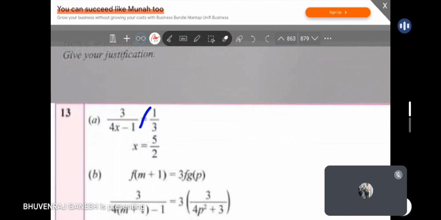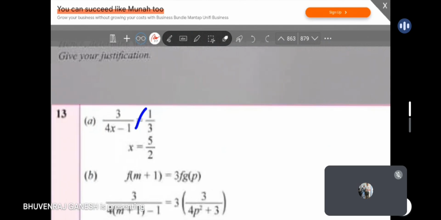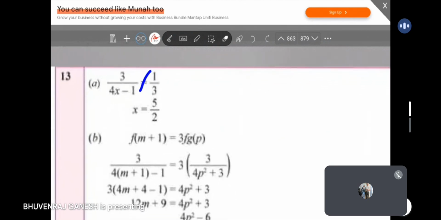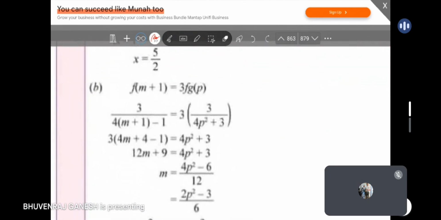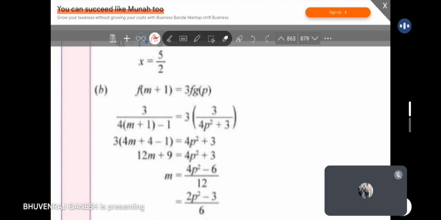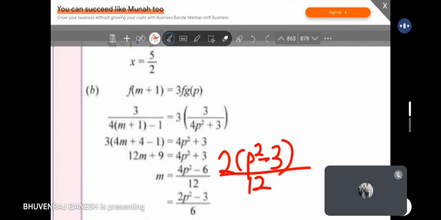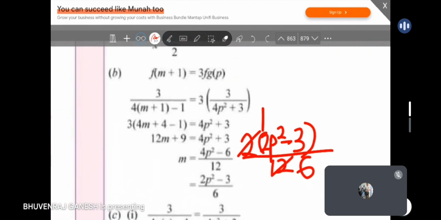From here it's just your algebra. Hopefully your basic algebra is strong so that you can express M in terms of P. You just need to cross multiply, and then rearrange. Over here you can factorize, because 2 is a common factor. So you pull out the 2, then cancel. You will have the answer 2p square minus 3 over 6 for question B.